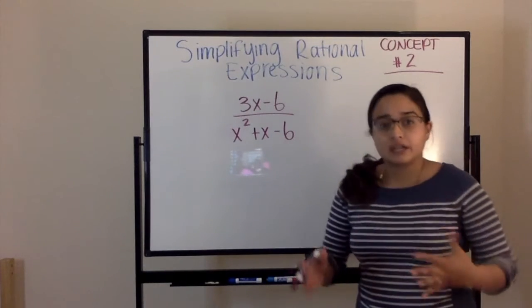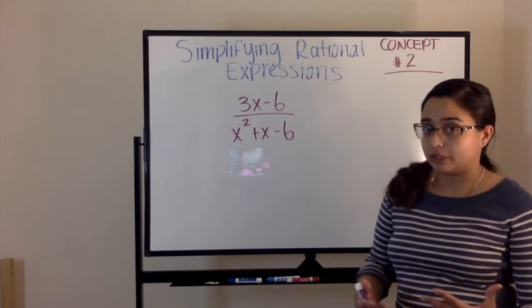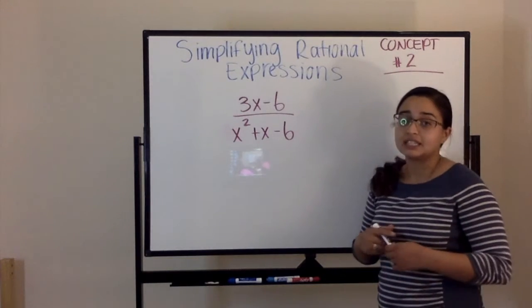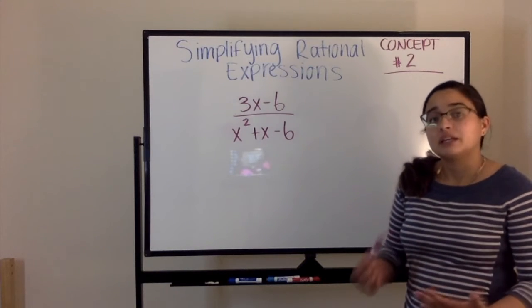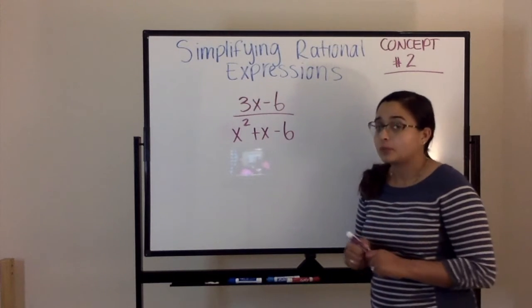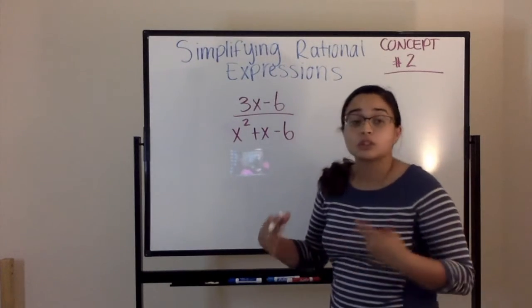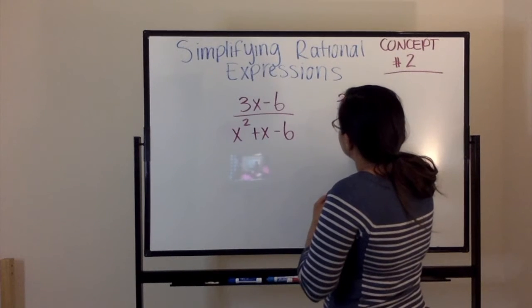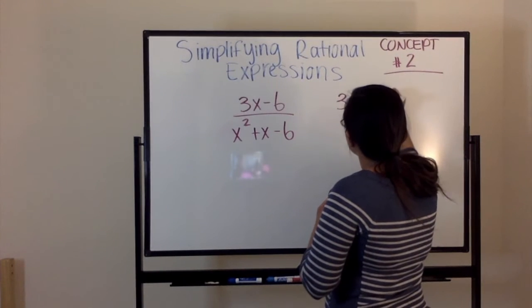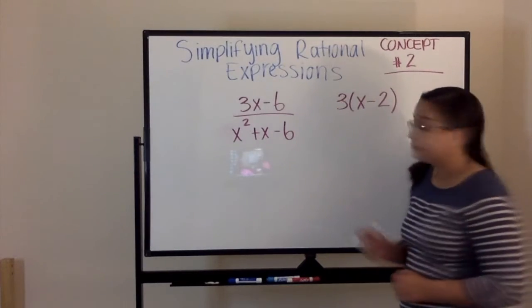Now, again, we're going to start off by factoring out our numerator. The numerator in this case is 3x minus 6. In this specific problem, I will factor out 3. Why? 3 goes into both of my numbers, and I will be left with 3 times (x minus 2) as my numerator.